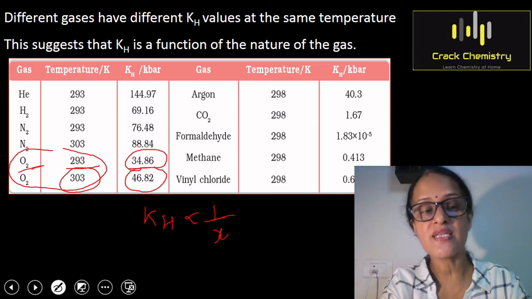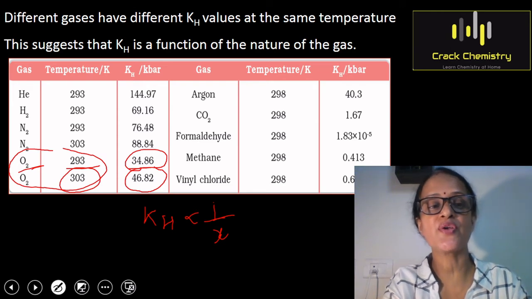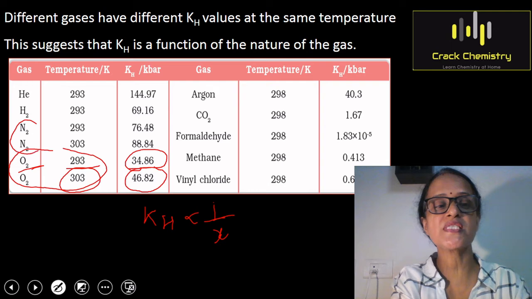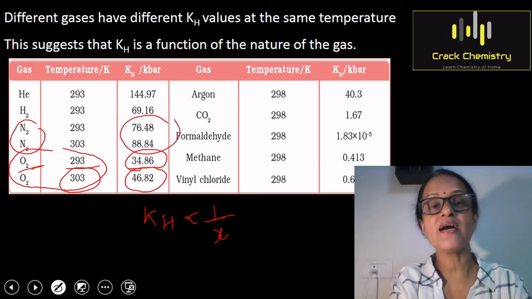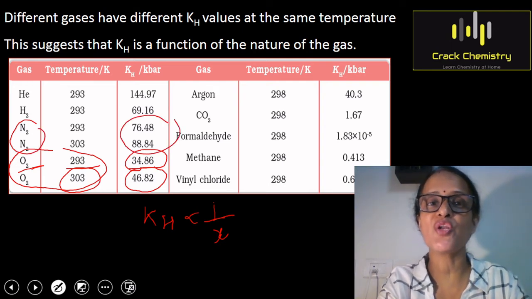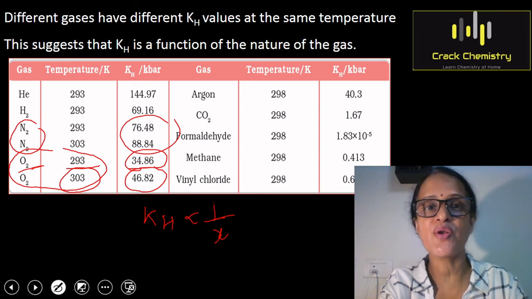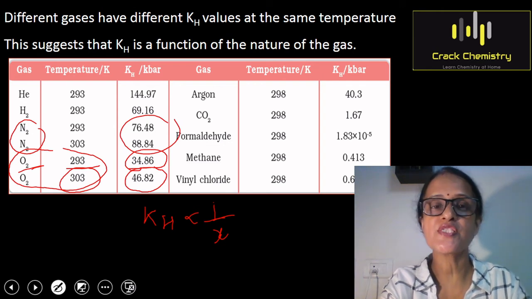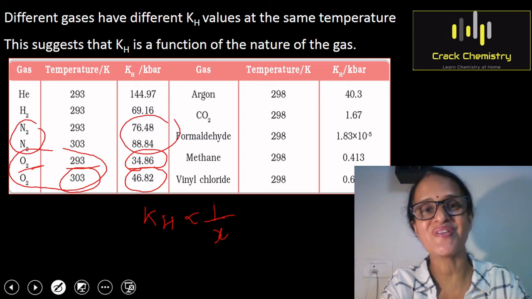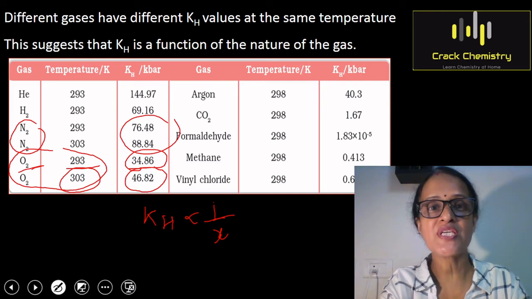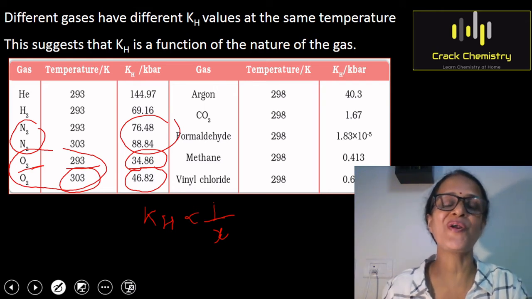Similarly, you can see the value of KH for nitrogen at two different temperatures. So, you can conclude that the higher the temperature, the higher the value of KH. And you already know that at higher temperature, the solubility of a gas in a liquid decreases. If you consider the case of oxygen, the solubility of oxygen in water will be more at a lower temperature. So that's the reason aquatic life is more comfortable in cold waters rather than hot waters.